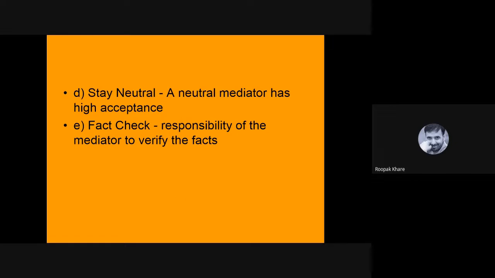Stay neutral. Don't be biased. You could have friends and people whom you're more close with, but let us not do something which is not legal, which is not legitimate. Let us be fair to all and be neutral. And fact check. You should be able to complete your work quickly, right?